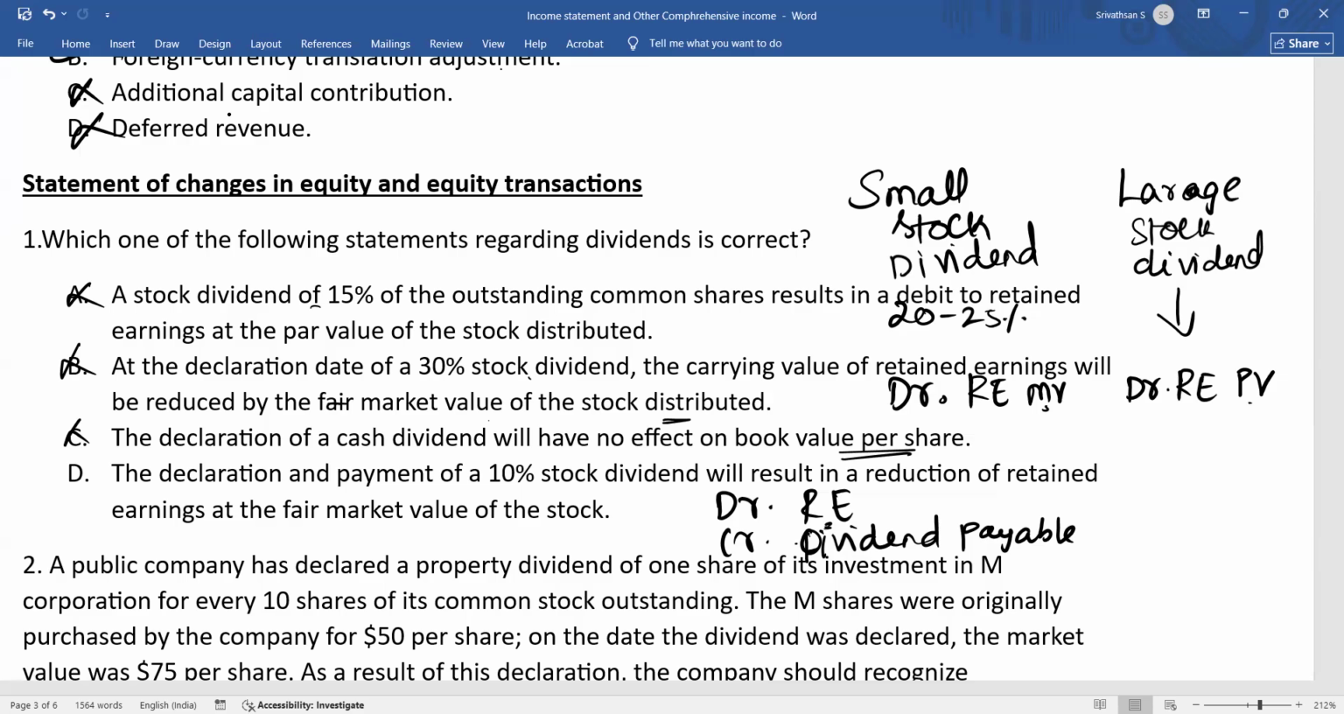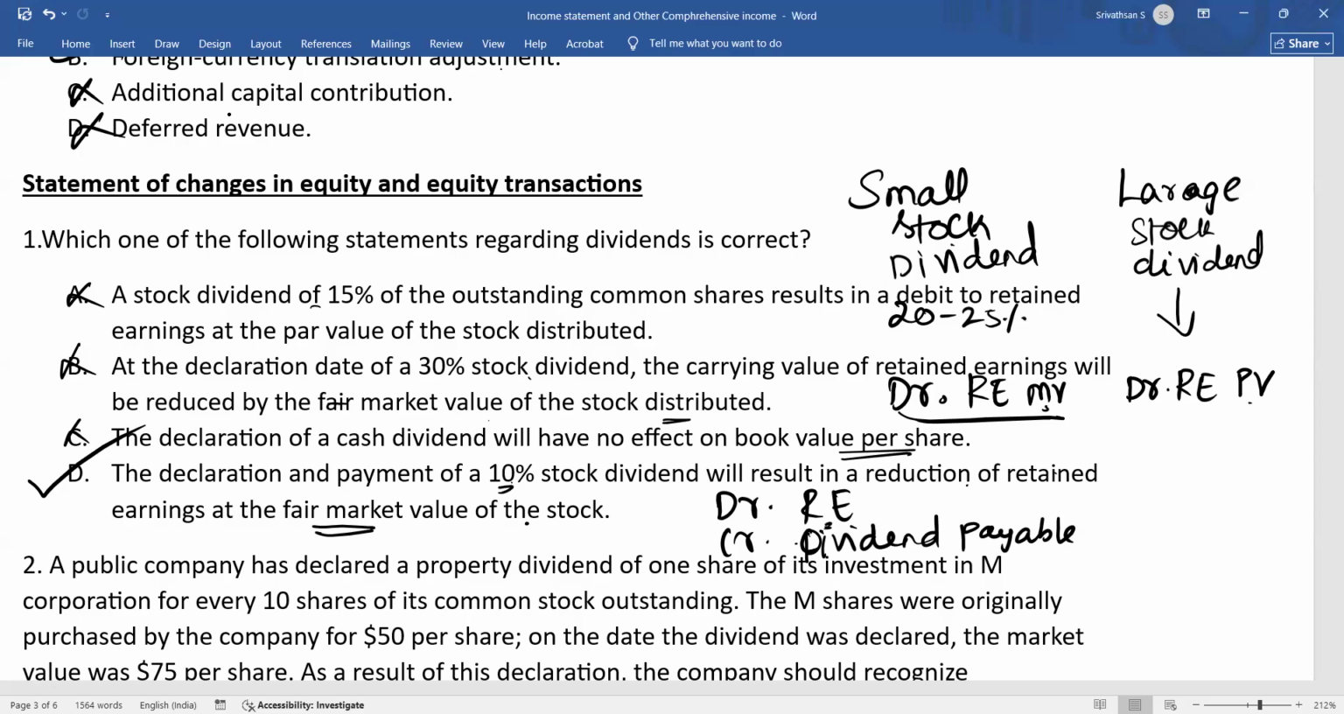Now let's look at option D. The declaration and payment of a 10% stock dividend. First, identify whether it is a small stock dividend or a large stock dividend. Here it is 10%, which is less than 25%, so it is a small stock dividend. The declaration and payment of a 10% stock dividend will result in a reduction of retained earnings at the fair market value of the stock. So option D is the right answer. In case of a small stock dividend, the retained earnings should be debited with the market value.